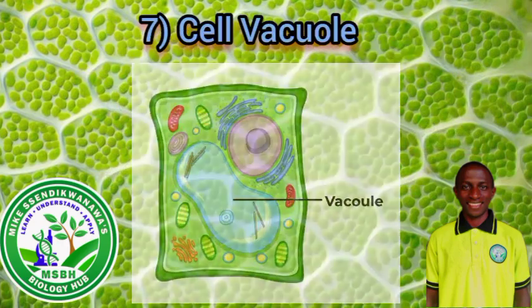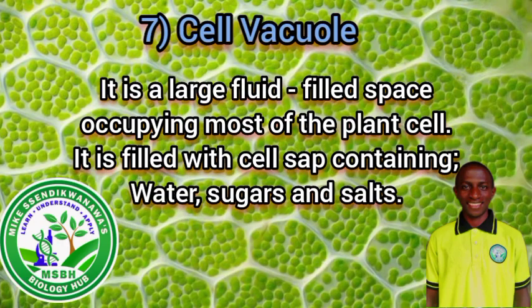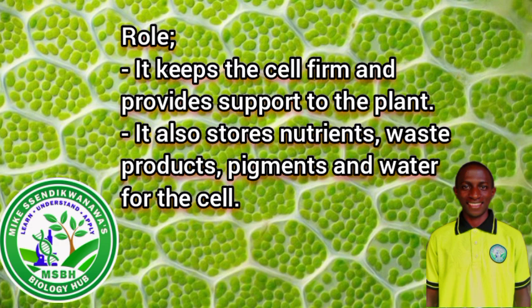7. Cell vacuole. It is a large fluid-filled space occupying most of the plant cell. It is filled with cell sap containing water, sugars, and salts. Role: it keeps the cell firm and provides support to the plant. It also stores nutrients, waste products, pigments, and water for the cell.